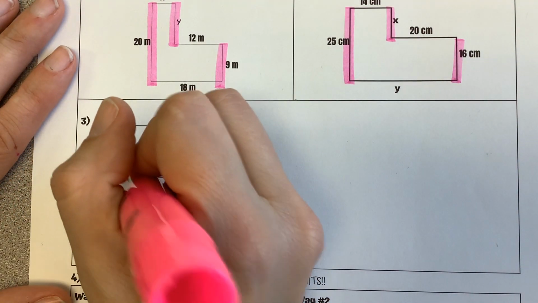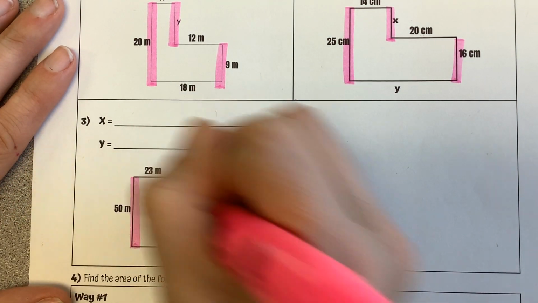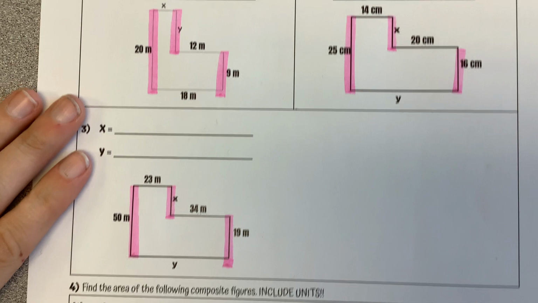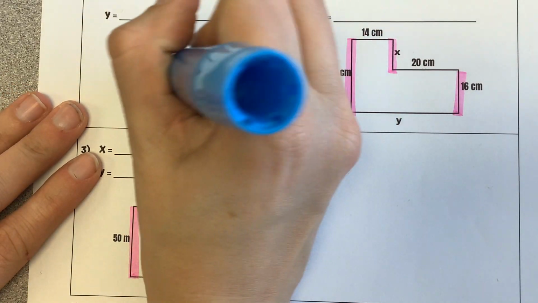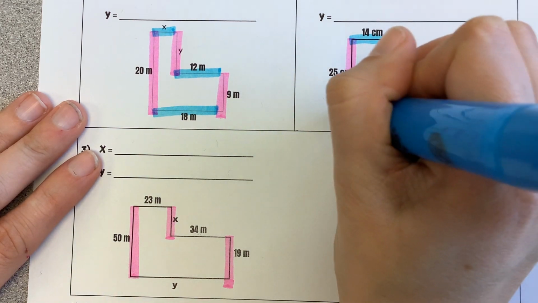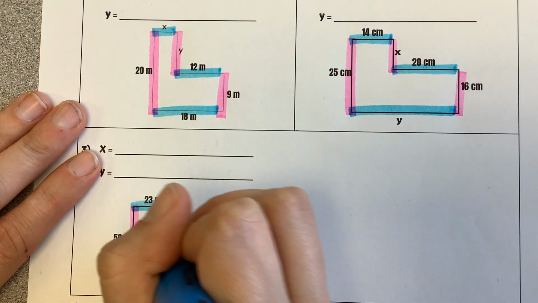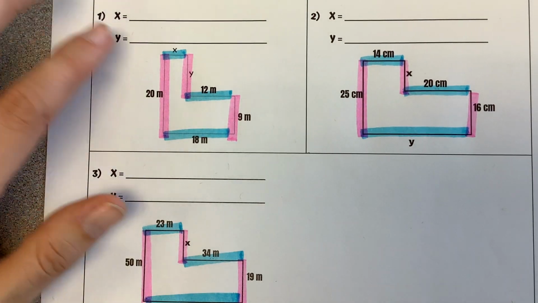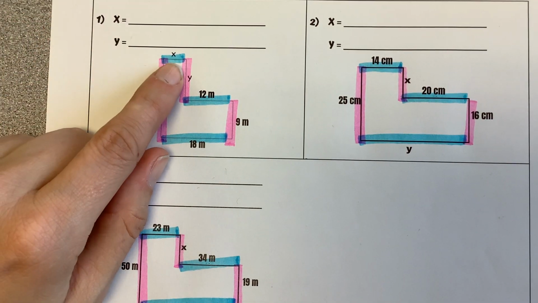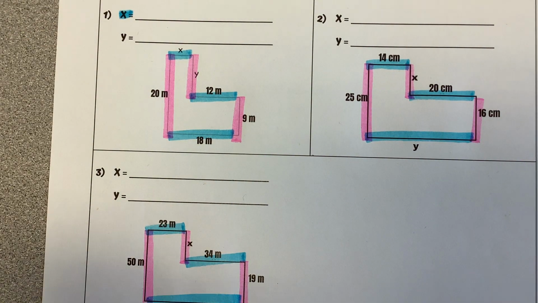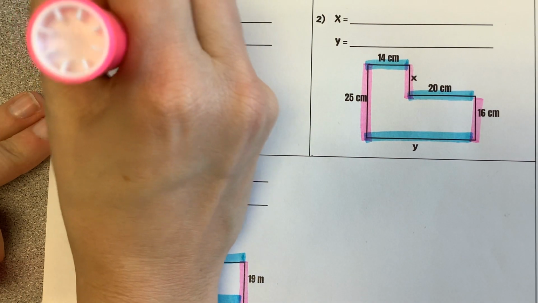And this one down here, vertical, vertical, vertical. Then my horizontal measures in blue. Okay. For number one, my X is in blue, so I'm going to be looking at my blue values, which means my Y is in pink, and I'll look at pink for Y.